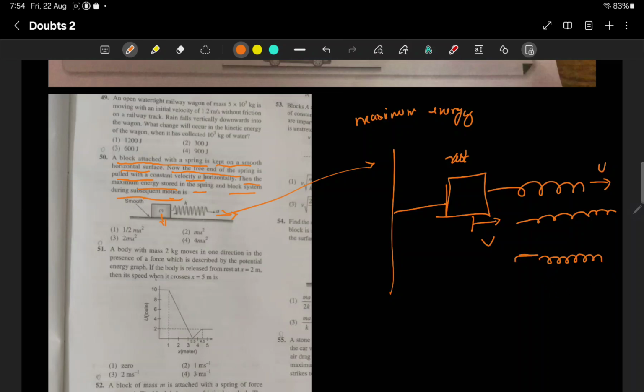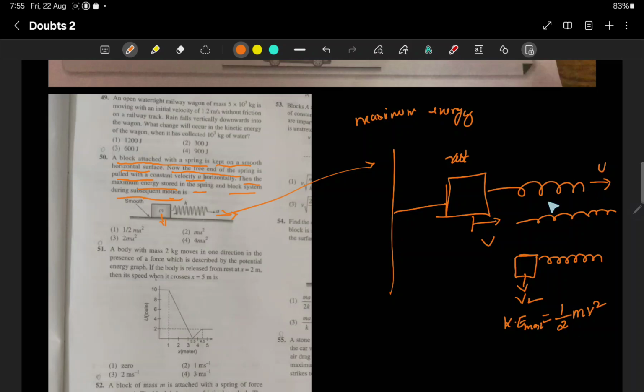So when the block is moving, the maximum velocity attained by the block is v, which means the maximum kinetic energy of the block is nothing but the maximum energy stored in the spring. So that is our duty: we have to find what this velocity is, and relate it with the initial velocity of the spring. So that we can do now.